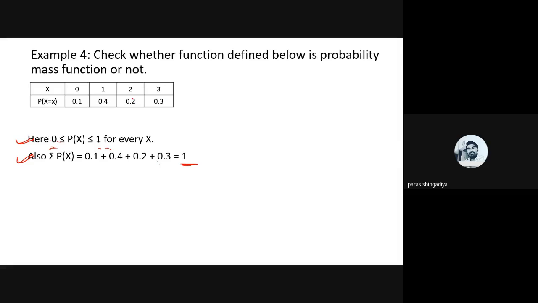Clear? If I add some more value, for example if you consider here 0.7 in place of 0.2, then the total will not become 1. The total will become 1.5, and 1.5 is greater than 1, so it is also not a probability function. Clear? So here the original one is a probability function. Simple example.